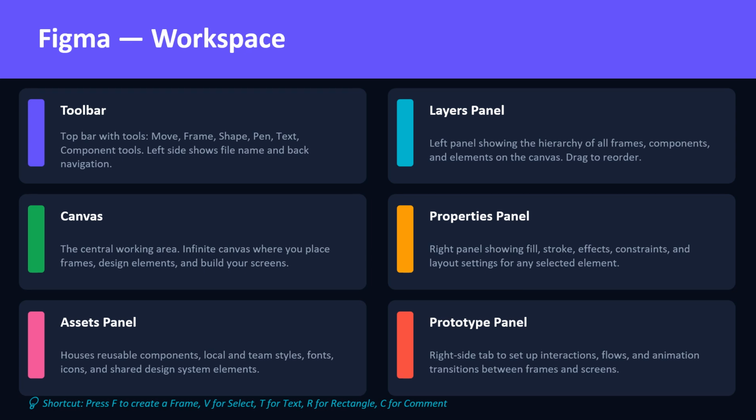The canvas is the infinite central area where you actually build your design. On the right, the properties panel shows fill, strokes, shadows and layout settings for whatever you select. The assets panel stores reusable components, color styles and fonts. And the prototype panel, also on the right, is where you set up the interactive flows between screens. Useful shortcuts to remember: press F for frame, V for select, T for text and R for rectangle.